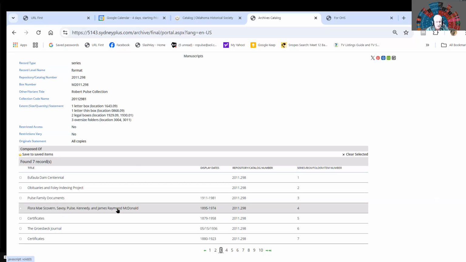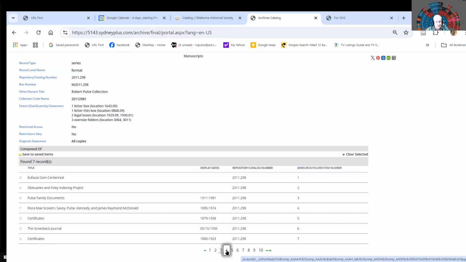James was also involved in the nuclear testing program, and he was irradiated on one of the Navy ships as part of that program. Here are certificates. Here's the Groesbeck Journal, which is my wife's family came from Groesbeck, Texas. And so here's the journal. It has a little discussion in it about the family and certificates.